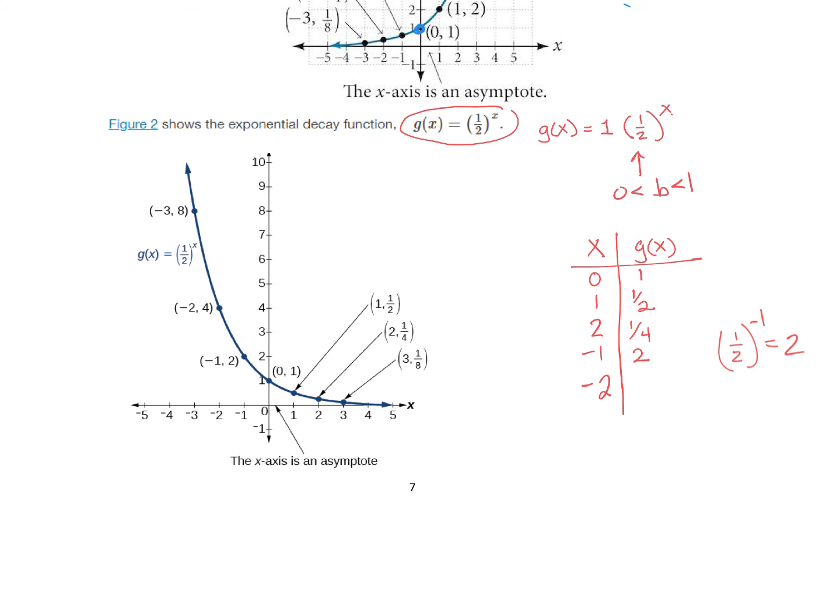And then 1/2 to the negative 2 is going to give us 4. So again, we have graphed this here, and what you should notice is that if our b value is less than 1, this graph is actually going to be decreasing from left to right.